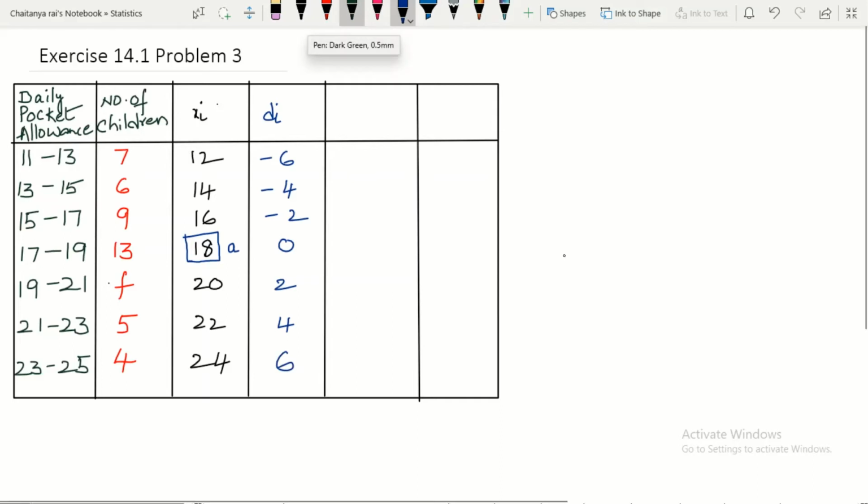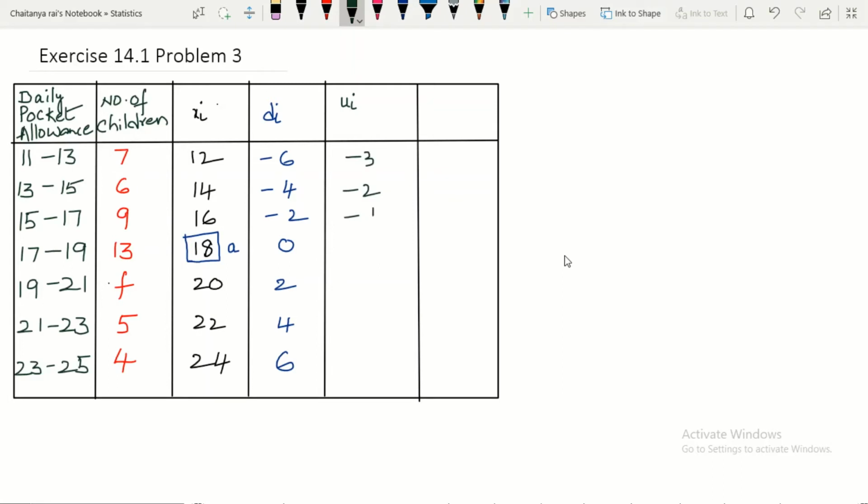Next we have to calculate ui. ui is calculated by dividing di by the size of the class, that is 2. So we divide all these values by 2. We get minus 3, minus 2, minus 1, here we get 0, and this is 1. After this we need to calculate the last column, that is the product of fi and ui.